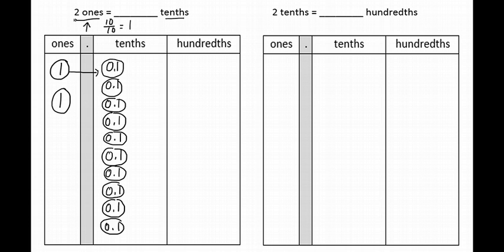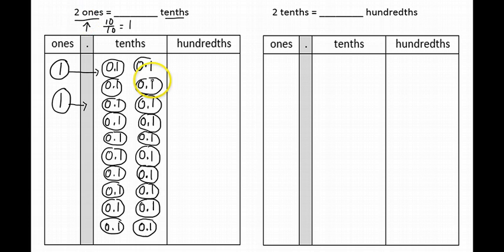So I've taken that 1 whole and I've decomposed it into 10 tenths. Now we need to do the same thing with the second whole. And there's the second whole number decomposed into 10 tenths as well. That means that 2 ones is the same thing as 20 tenths, because I have 20 discs in my tenths place to represent my 2 ones. Let's move to the next problem.